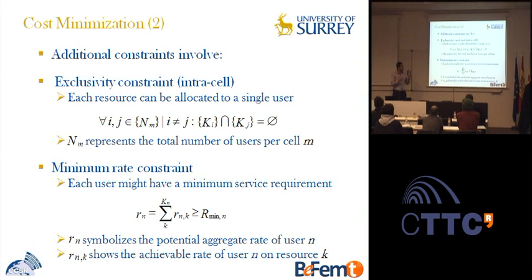And this means that if a resource has been allocated to one of the users in intracell scale, of course, another user in intracell should not utilize the same resource. Besides this constraint in intracell scale, we have another constraint which is more related to the quality of service requirement, or minimum rate constraint. So in this model, each user might have minimum rate requirements, and this rate requirement essentially tries to aggregate the achievable throughput of users on different resources, and this minimum rate requirement can theoretically be different for different users in the system.